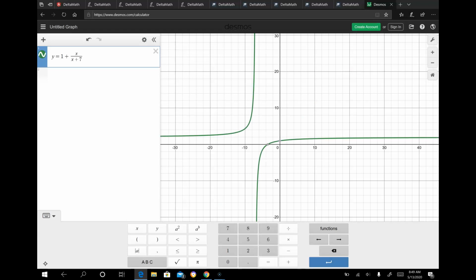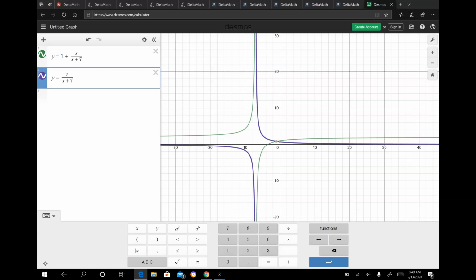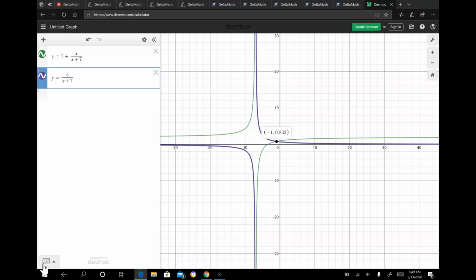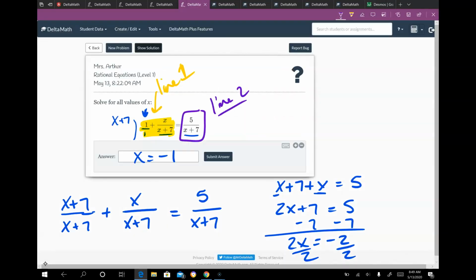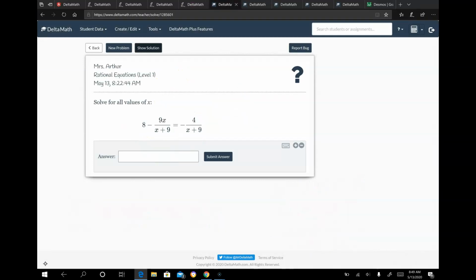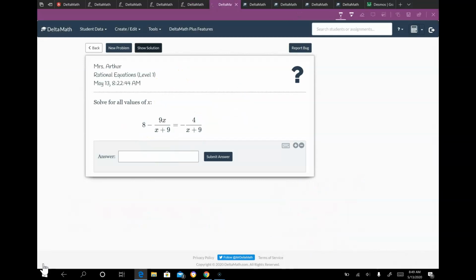So that's line 1. When you hit the equal sign, you go to line 2. So line 2 is going to be y equals 5 divided by x plus 7. Where do they intersect at? -1, which is exactly what we got when we did it by hand. Okay? All right. Let's keep grooving. So this one, all right?